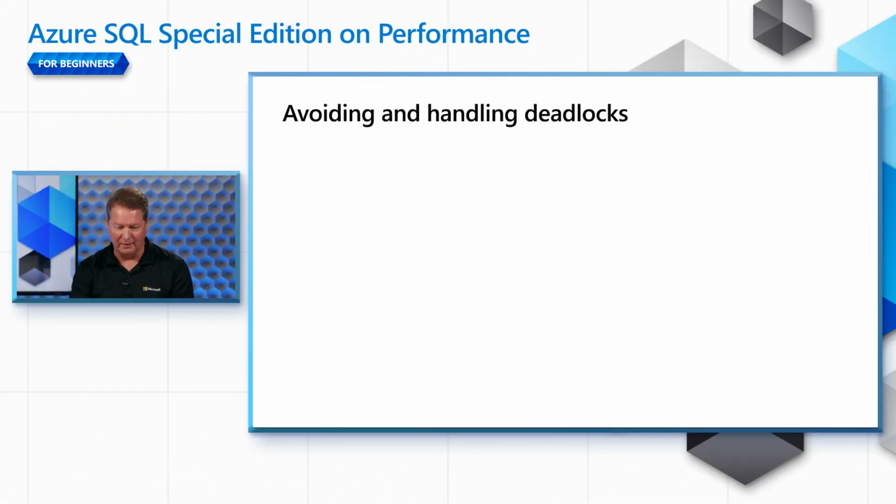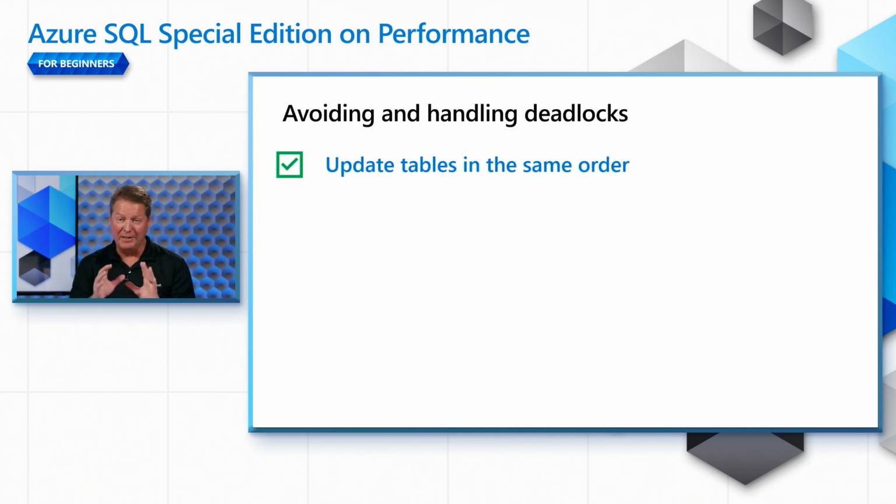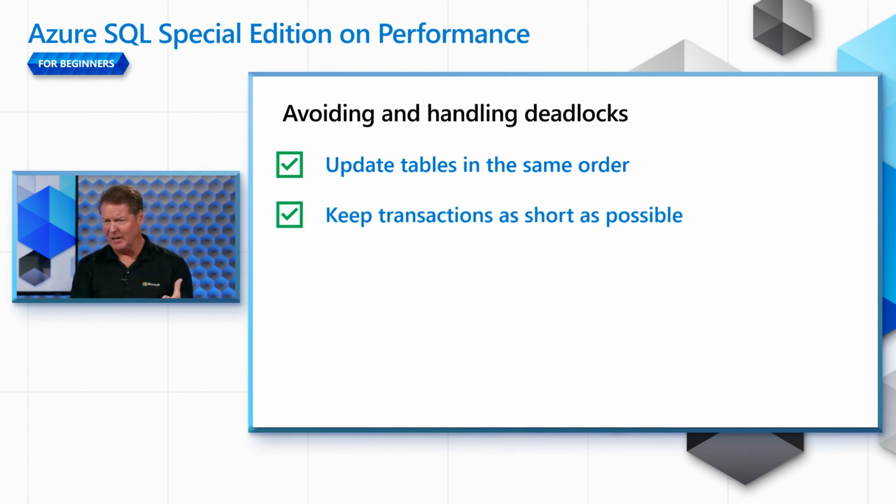So, what are some of those best practices for avoiding and handling deadlocks? Number one, updating tables in the same order in your app is the sure way to ensure you won't see deadlocks, or you'll mitigate these as much as possible. But number two, keeping transactions as short as possible will help you. There are scenarios where longer transactions will run into deadlock scenarios, even on things like index locks.